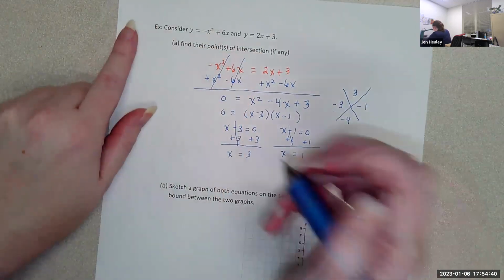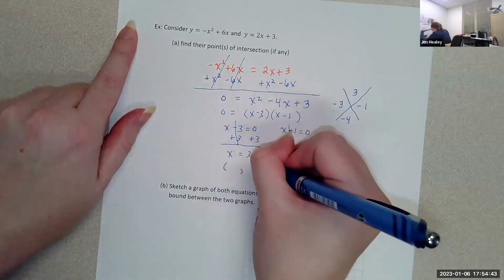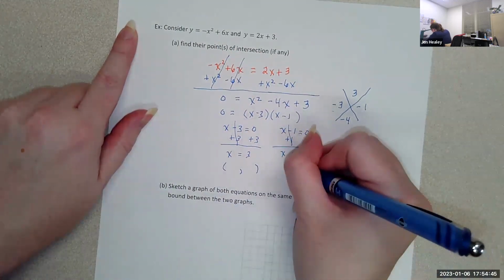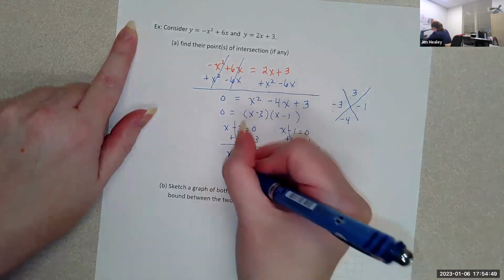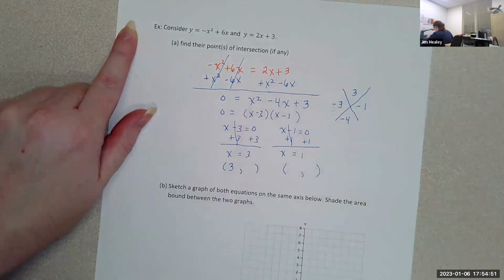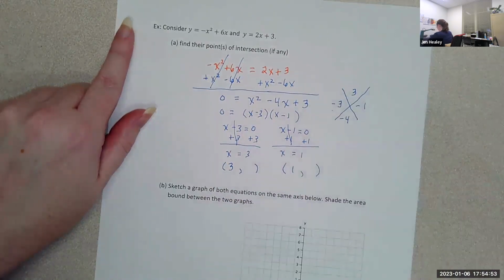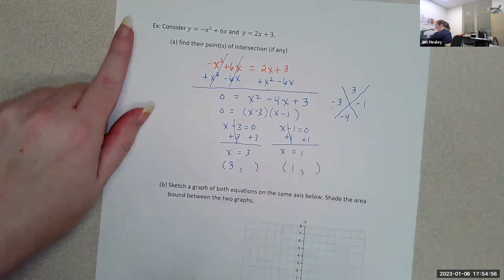And so points of intersection, a point is an x value, comma, y value. X value, comma, y value. So we just found the x value for our 2 points. So this one has a 3 for the x value, and this one has a 1 for the x value. But that means I have to go find the y values.